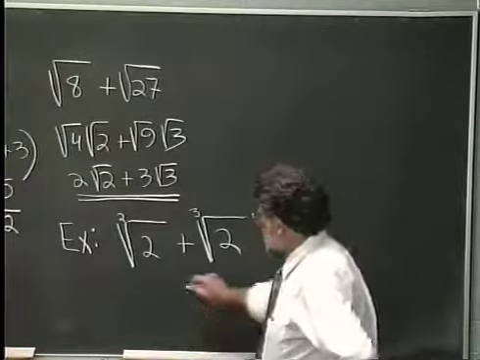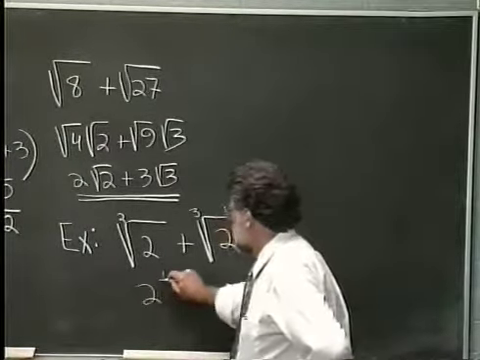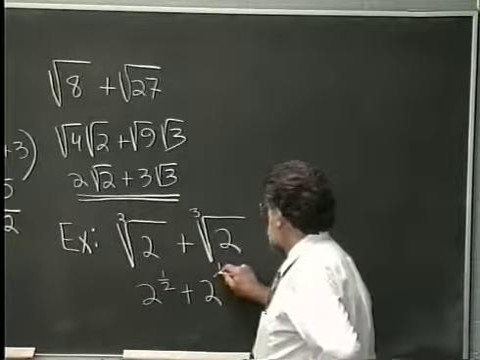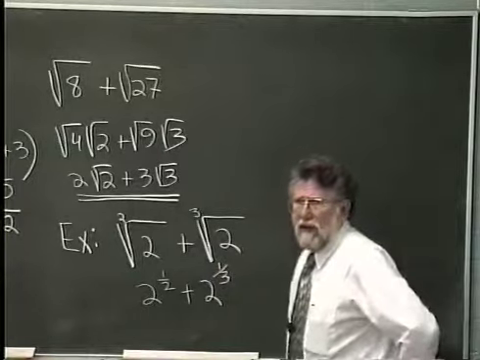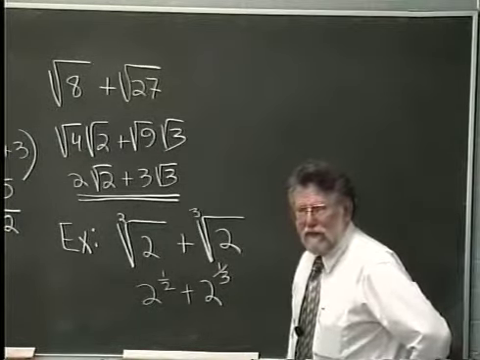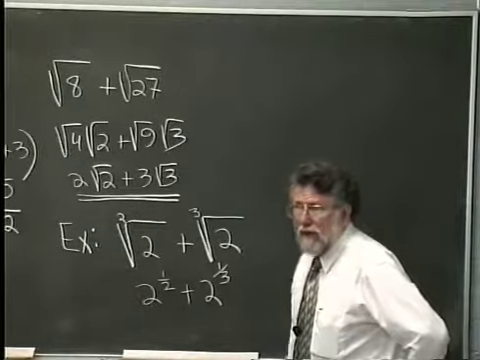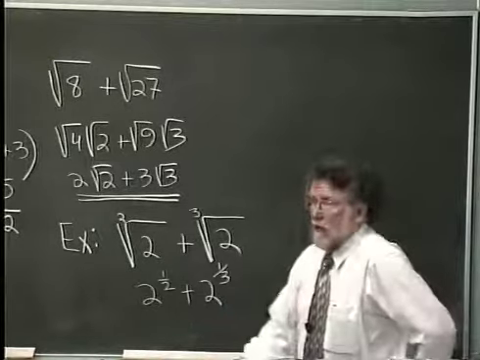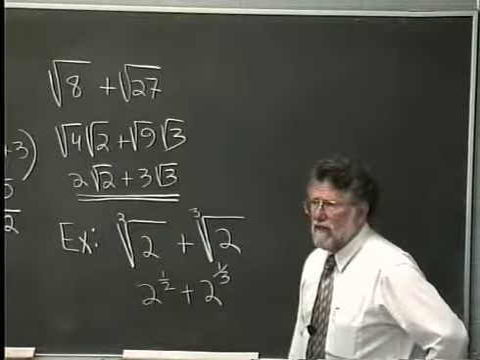If in doubt, sometimes it helps to go this route. 2 to the 1/2 plus 2 to the 1/3. Different exponents. Can't do anything about it. It's like x to the 3rd plus x to the 2nd. You can't do anything to that to simplify.